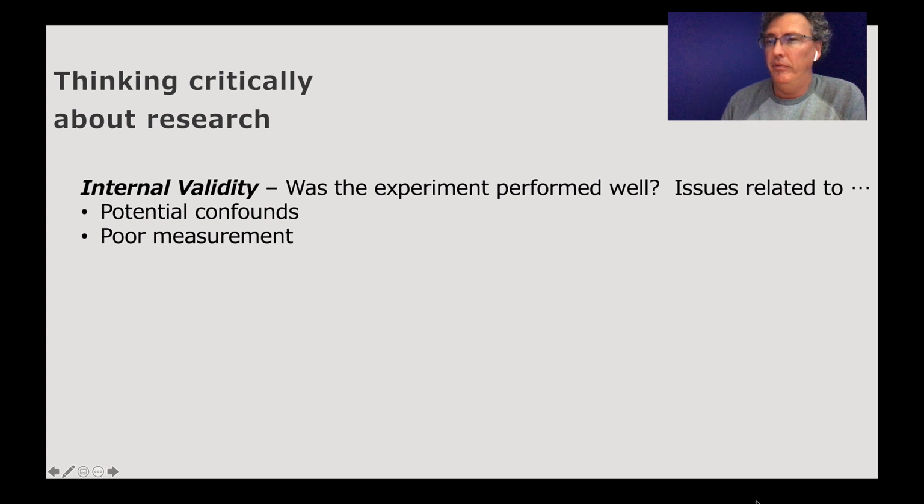Was the experiment performed well? So I say issues related to potential confounds and poor measurement. What's a confound? When we create our two groups, our control and our experimental groups, we want them to be identical except for that one thing that's different, self-esteem, let's say.